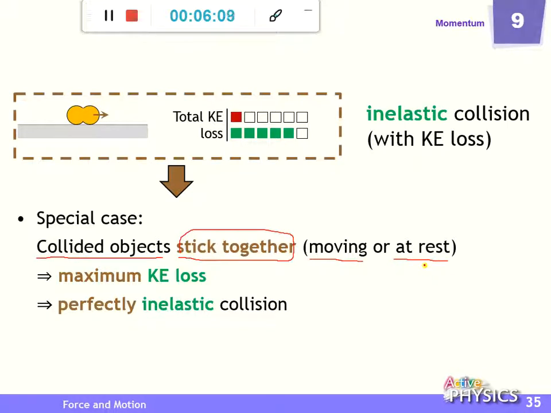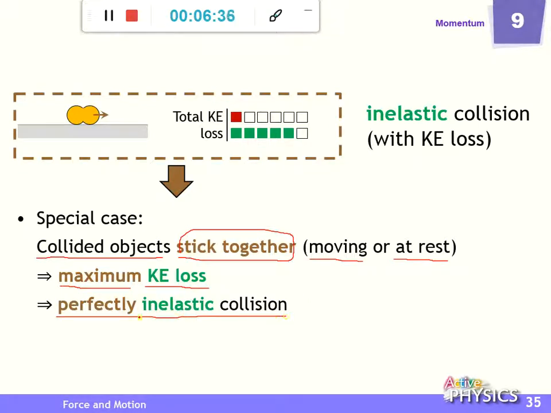For example, two cars collide with each other in opposite directions, 迎頭相撞. Then finally they will stop, but they will stick together. In this case, we can say that the kinetic energy loss will be the maximum value, because the final velocity will be 0. Also, this one we call a perfectly inelastic collision.